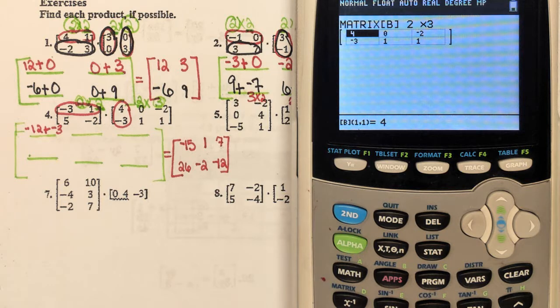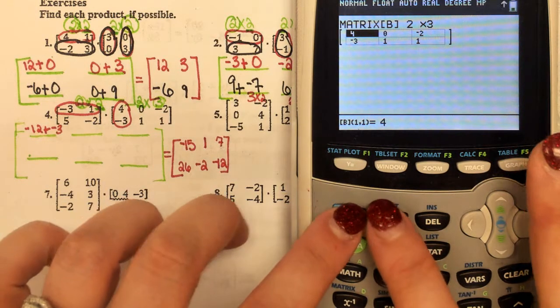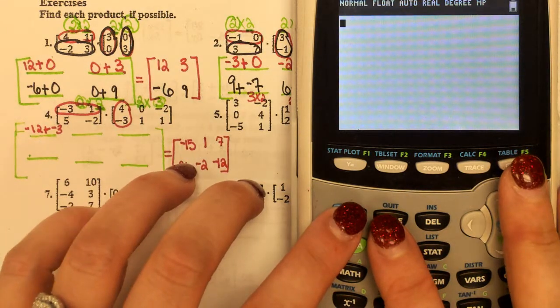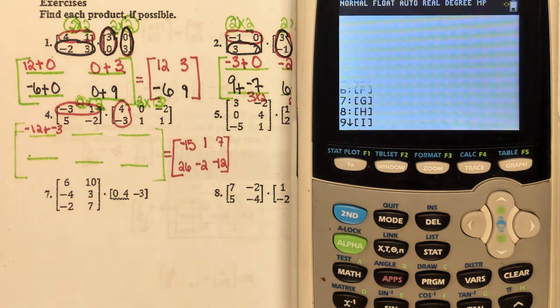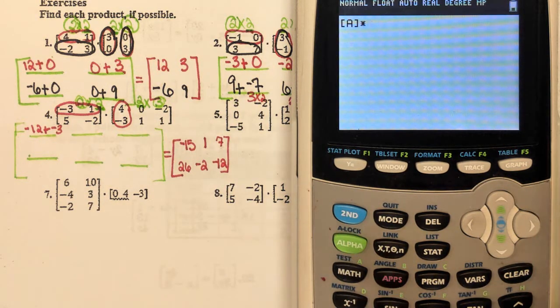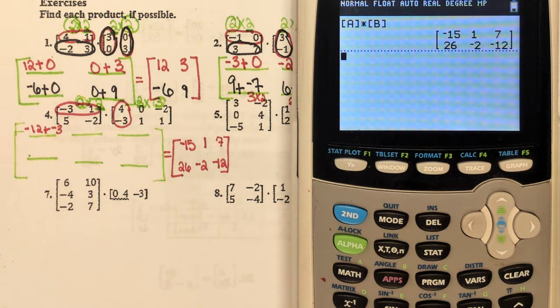Alright, then you got to get out of your edit mode. How do you get out of edit mode? Second quit. Oh, I got it right. And then second matrix, enter on A, and we're multiplying second matrix, and then go down to B. We okay? Okay, I got it. Got it? No, we got an error.